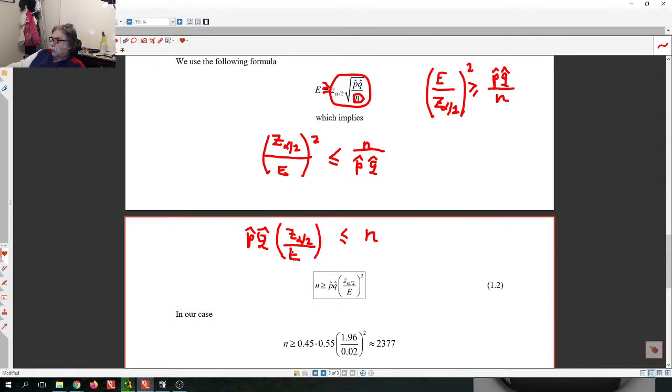Error tolerance in the denominator. All right. Now it's nicer to have the n on the left side, right? You can get used to it when you solve for a variable. The variable is on the left side. It's bigger or equal than this thing here.